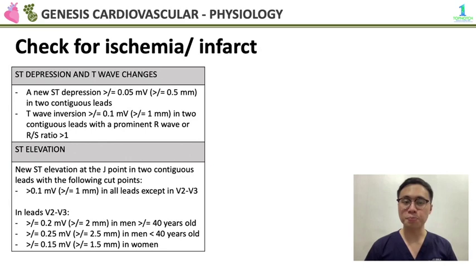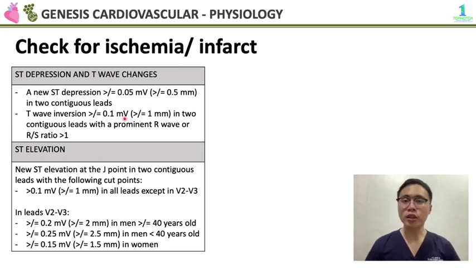Next, you want to check for the presence of ischemic changes or infarct. ST depression and T wave changes would be indicative of ischemia. If you have a new ST depression of more than 0.5 millimeter or T wave inversion of more than 1 millimeter, and it has to be in 2 contiguous leads, that could be indicative of ischemia. But bear in mind that different references have different cutoff values to say it's significant enough to be considered ischemia.